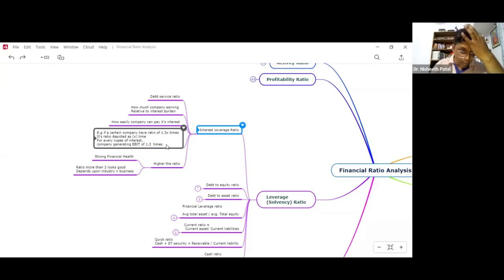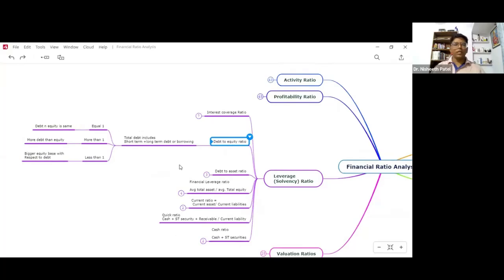मान लो कि कंपनी अगर 100 रुपीज इंटरेस्ट दे रही है, ठीक है, तो उसके सामने कंपनी 130 रुपीज का रेवेन्यू जनरेट कर रही है, EBIT जनरेट कर रही है. So that is good, कि कंपनी ने जितना लोन लिया है, इंटरेस्ट बढ़ रही है, उसके मुकाबले उनका रेवेन्यू काफी बढ़ रहा है. So that is good. So the ideal ratio of interest coverage ratio is more than 3. अगर उससे कम होगा, then the company might have problems paying its interest, and after that if they don't pay interest, then the profitability will decrease for sure.